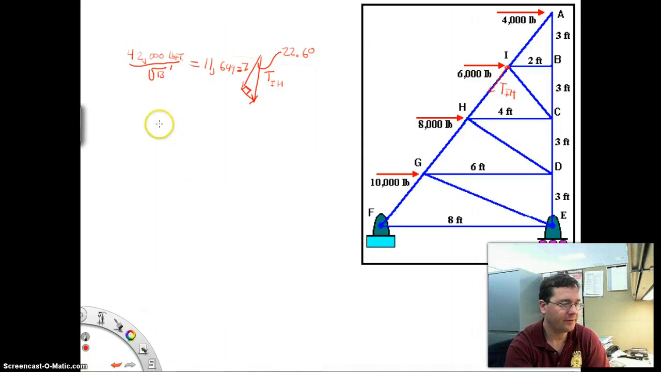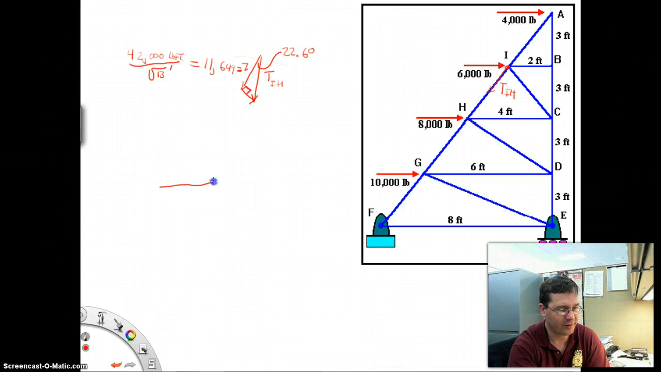So using the calculator to crunch the number, 42,000 pound-feet divided by the square root of 13 feet gives us a force, force Z we've called it, of about 11,649 pounds. Now, the question is, what is the tension in member IH? Well, maybe we should redraw this triangle in a more standard position.